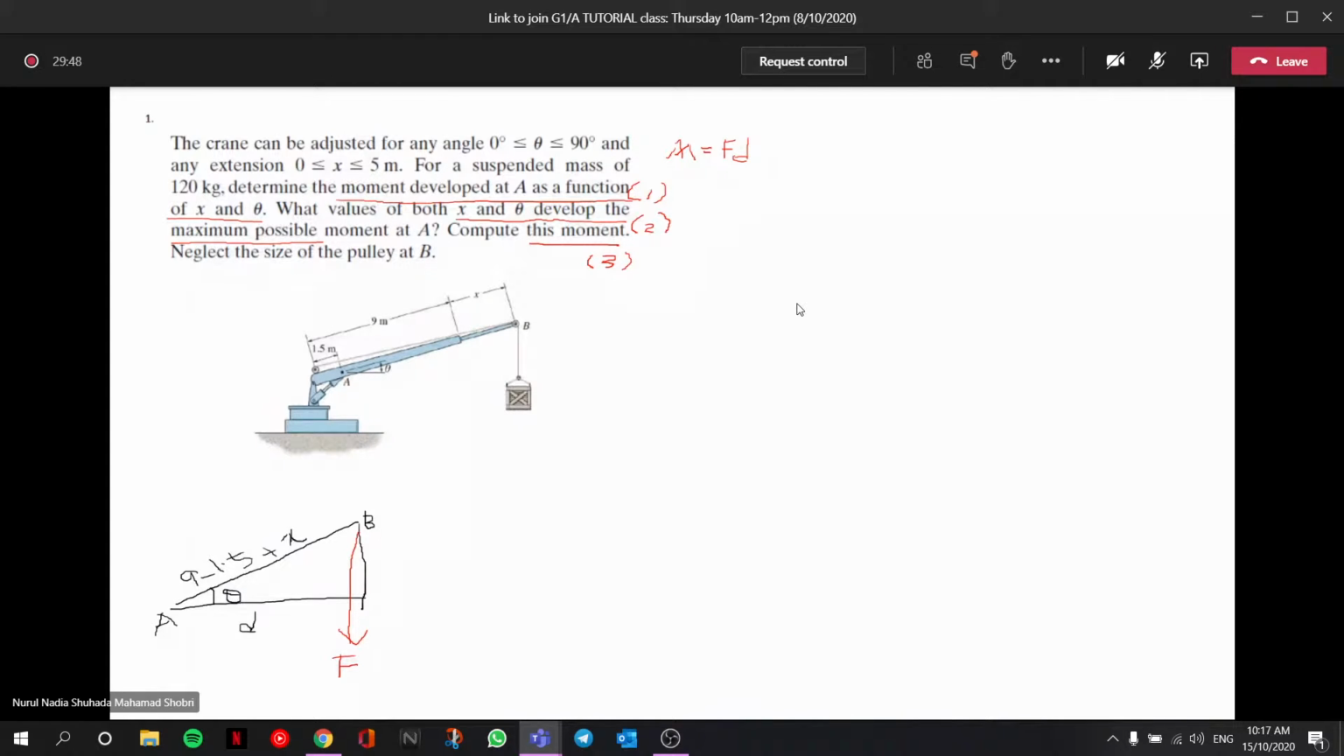Okay, so we will solve the first request that the question asks us to do, which is moment developed at A as a function of x and theta. So has anyone solved this problem? Can you guys share with me the answers so that we can discuss to see whether you managed to get the answer or not? Has anyone solved the first part yet? If you do, you may share in the chat. So, for the first part, since it requires us to have the moment, you guys can use this formula, M equal to F times d.